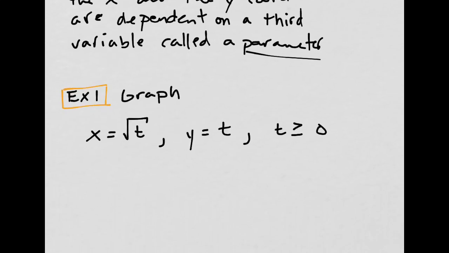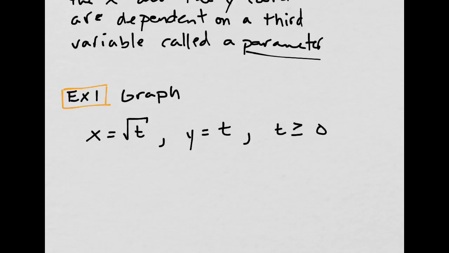So here we are. If we cover this up, we have x being a function of t and y being a function of t. That's saying it's dependent on that. And then we have some restrictions on our domain of t. So like t can only be 0 or bigger.